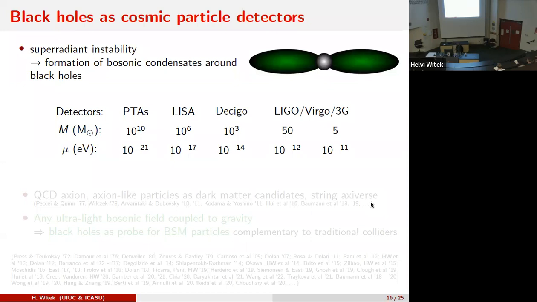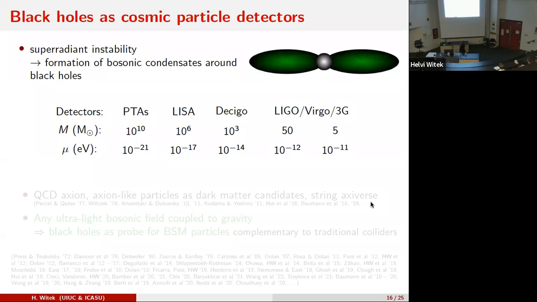So let me start here on the right-hand side. Let's read backwards. If I take a stellar mass black hole, so the ones that I can measure with LIGO, for example, then I would be sensitive to fields that have a mass energy of about 10 to the minus 11, 10 to the minus 9 electron volts. So here we are getting close to probing a QCD axion.